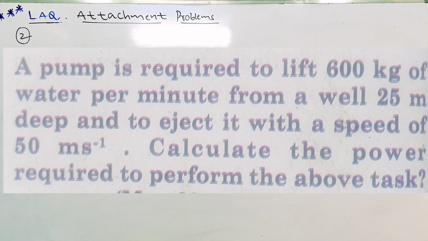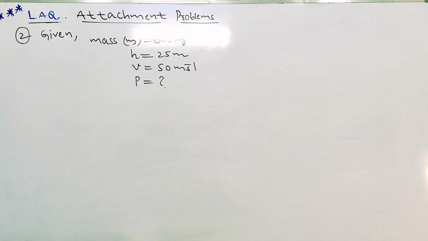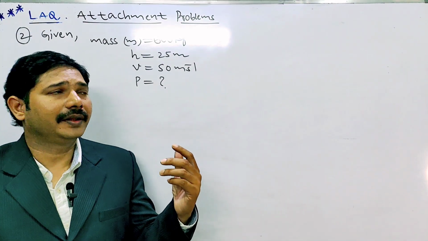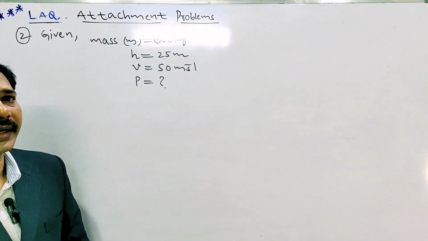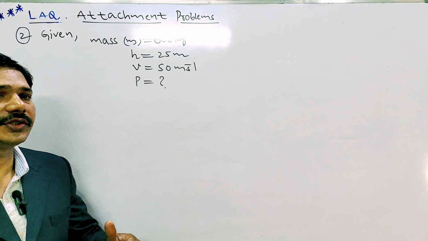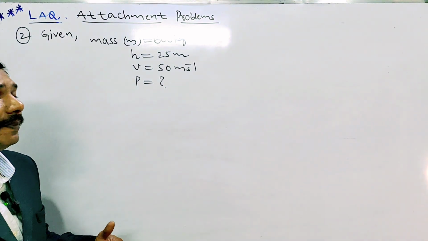A pump is required to lift 600 kilograms of water per minute from a well 25 meters deep and to eject it with a speed of 50 meters per second. Calculate the power required to perform the above task. In this, they are lifting the water. So the mass, how much mass? 600 kg of water is lifted from how deep? 25 meters, okay.